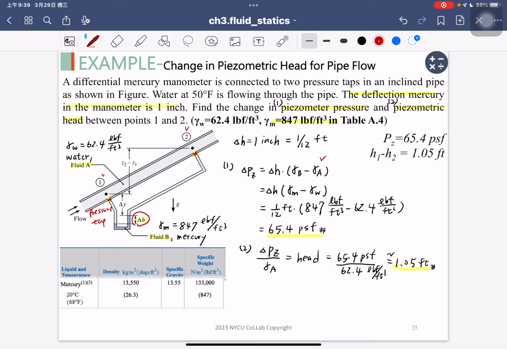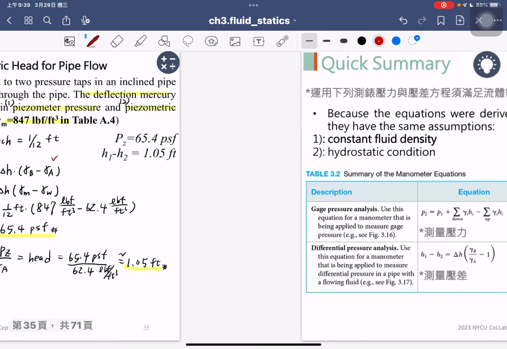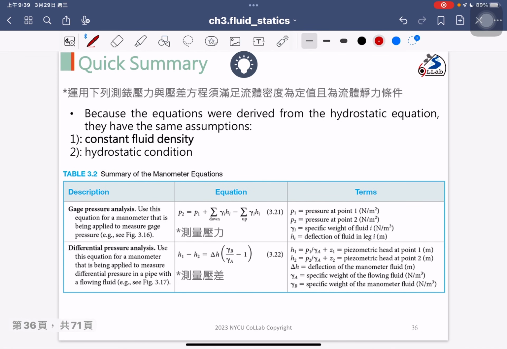Okay, so this is just the final exercise related to the hydrostatic equations. And then the next topic, we want to move to a different topic. So before that, I will put up one slide for a quick summary.